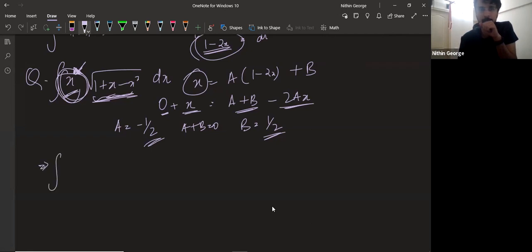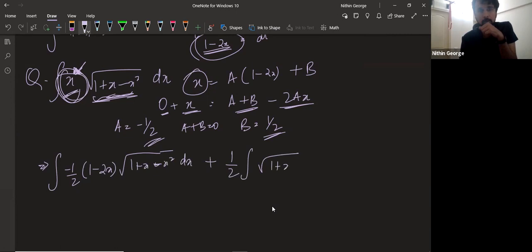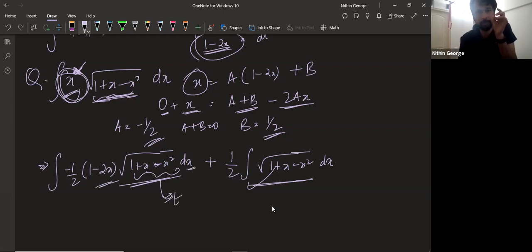So this becomes a, which is minus 1 by 2, into (1 minus 2x) over root of 1 plus x minus x squared dx, plus b, which is 1 by 2, into 1 over root of 1 plus x minus x squared dx. Okay, this you know how to integrate. You take this entire part under the root as t, then this and this together becomes dt, and minus half is what remains. This you can easily integrate.